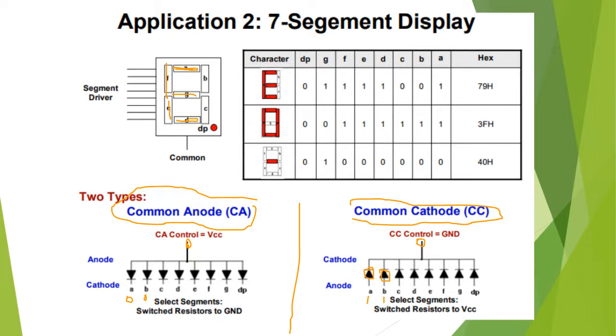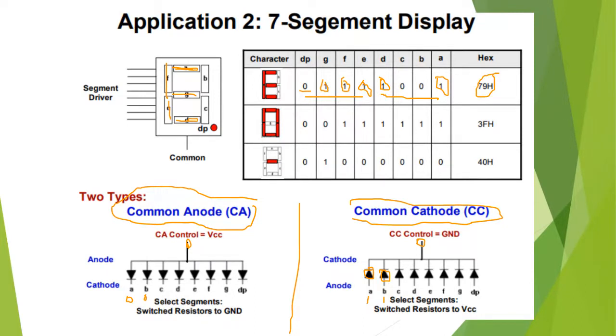So look here, the order is DP, G, F, E, D, C, B, A, in this order. What we have seen is that A should be on, B should be off. This is for the common cathode system. B should be off, C should be off, D should be on, E should be on, F should be on, G should be on, and dot point should be off. Then what is the hexadecimal number? It is 7 and 9, 79H.